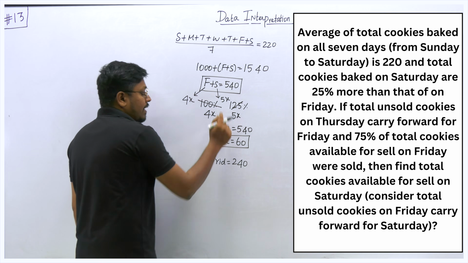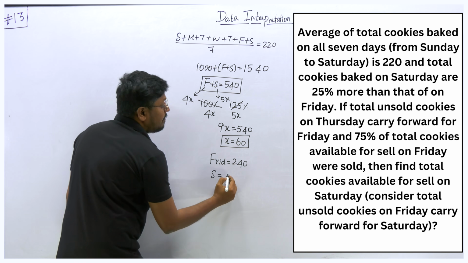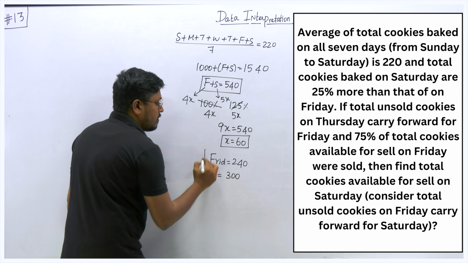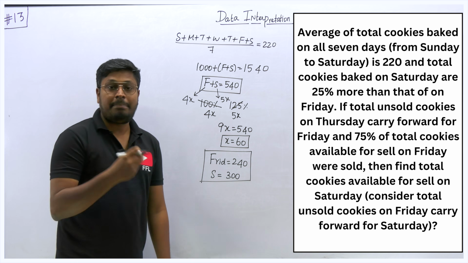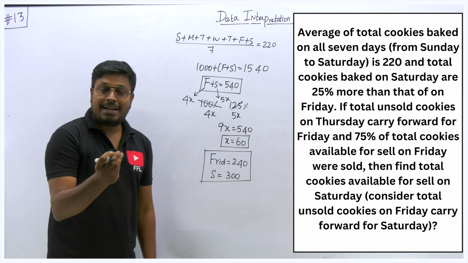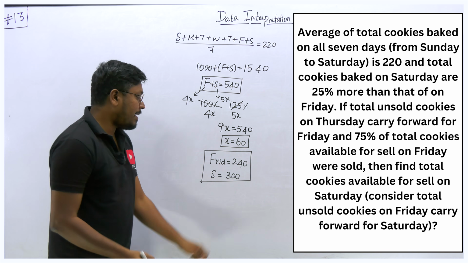So 60 into 5 will be 300. So Saturday will be 300 cookies. So finally we found that the total number of cookies baked on Friday will be 240, and on Saturday the total number of cookies baked will be 300.